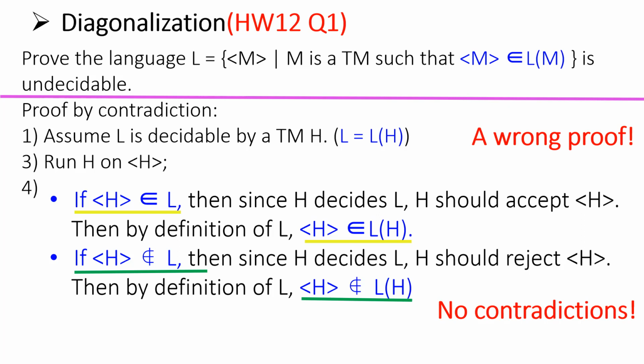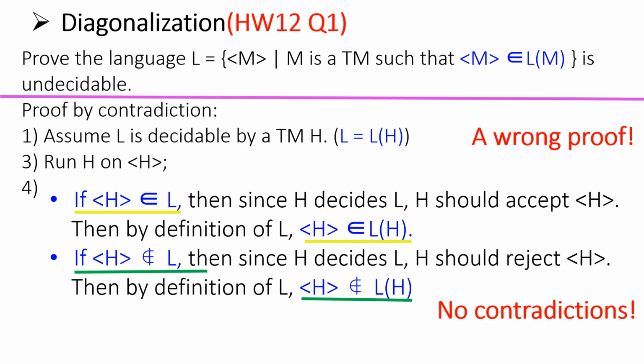If we assume L is decidable by H, then L equals LH. In the reasoning, if the encoding of H is in L, since H is a decider of L, H should accept H. By definition of L, the encoding of H is in LH, which is equal to L. So H is doing the right thing. There is no contradiction. And we have similar results if the encoding of H is not in L.